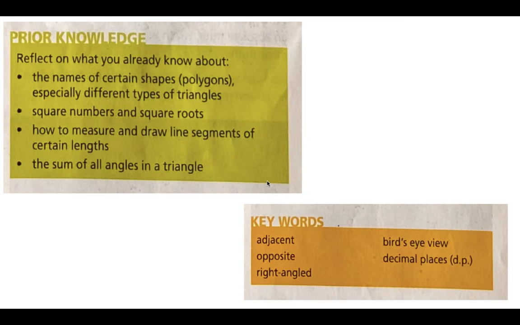And the second part of this response would be to visualize the keywords. Okay, so as you can see from the previous slide, we actually talk about adjacent already when we talk about basic trigonometry. Can you visualize that? And also the opposite. And the next one, the right angled. Okay, bird's eye view. Maybe some of you don't have a clear idea of what that is. Try to Google that and visualize that on your own. And we learned about decimal places in Unit 4 already.